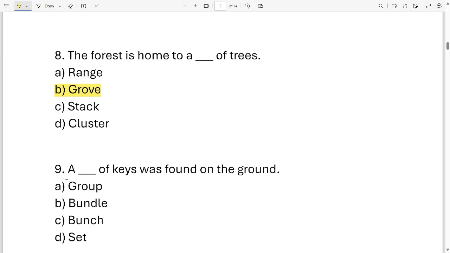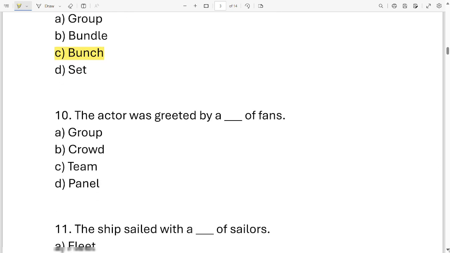Now, next sentence. The dash of keys was found on the ground. Now, which word should come in this blank? Group, bundle, bunch, set. Which of these options is the correct option? Is it A, B, C, or D? It is option C. A bunch of keys was found on the ground.